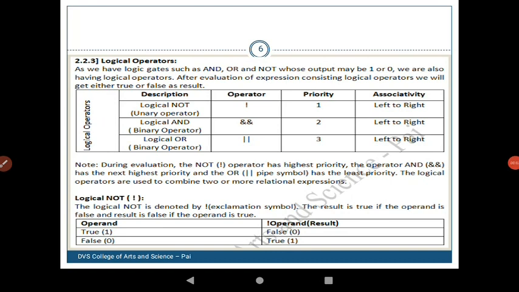Second operator is logical AND. It is a binary operator. The symbol is double ampersand, priority is 2, and the associativity is from left to right. Next operator is logical OR. Again, it is a binary operator. Symbol is the pipe symbol. You can observe it. Priority is 3. Associativity is left to right.